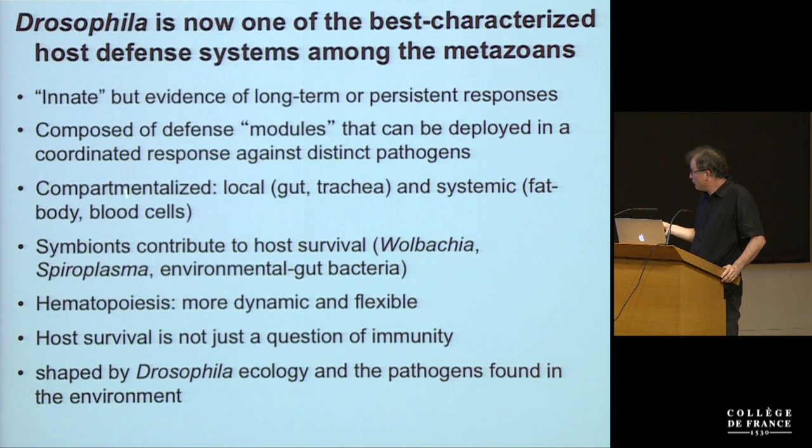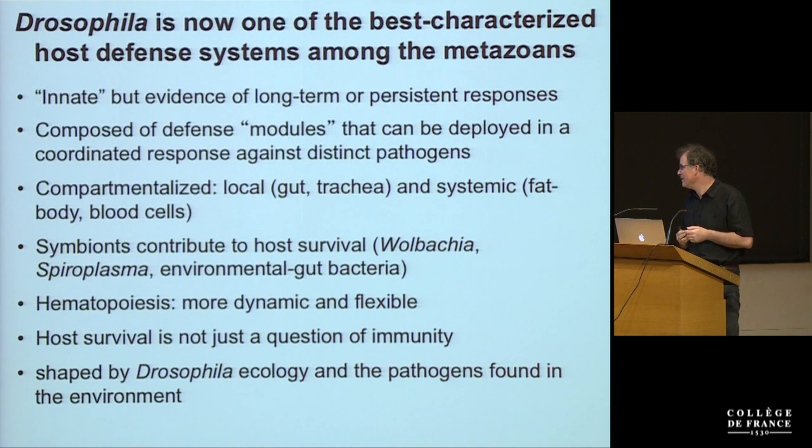The immune response is compartmentalized. You have local and systemic immune response, but also interaction between the two. I showed you that in insects, symbionts contribute to survival. I spoke about Wolbachia against virus, Spiroplasma against parasitoid wasp, and I mentioned the role of gut bacteria that stimulate the basal immune system. I showed you that hematopoiesis is more dynamic and flexible than we see and can really adapt a lot. And finally, host survival is not just a question of immunity. I showed you the role of stem cells.